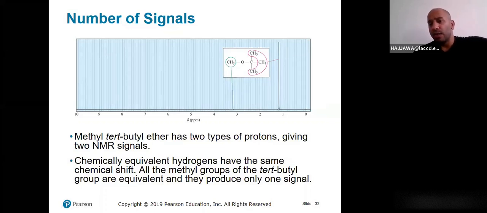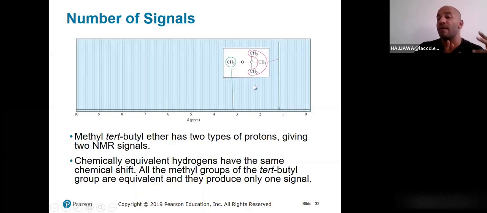Let's look at another molecule. I have CH3s. That's a tert-butyl group. Those CH3s are surrounded by the same environment, so they should be reading the same peak.